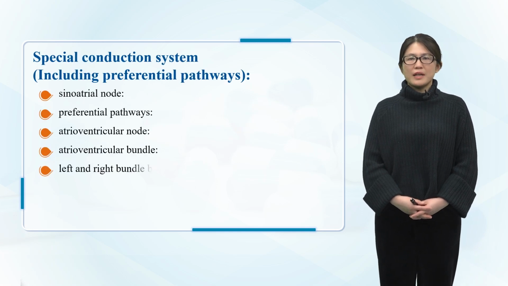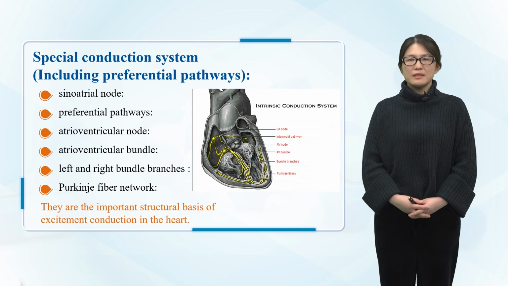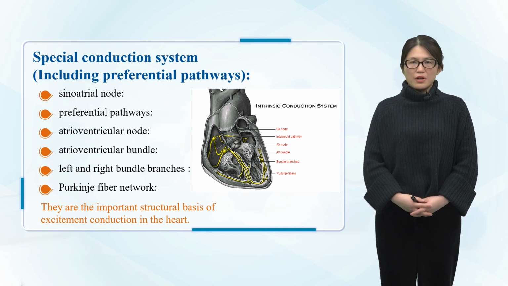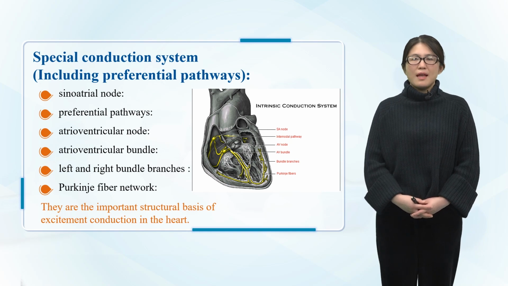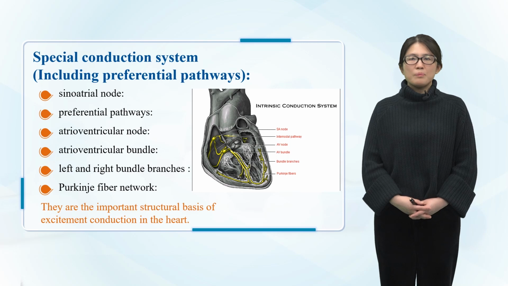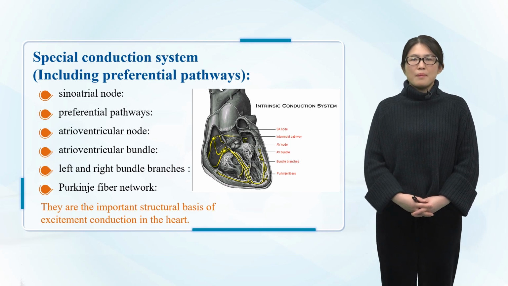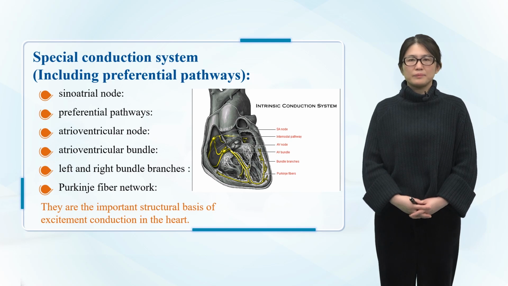The special conduction system of the heart includes the sinoatrial node, atrioventricular node, atrioventricular bundle, left and right bundle branches, and the Purkinje fiber network. They are the important structural basis of excitation conduction in the heart.